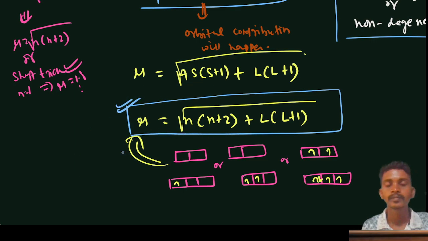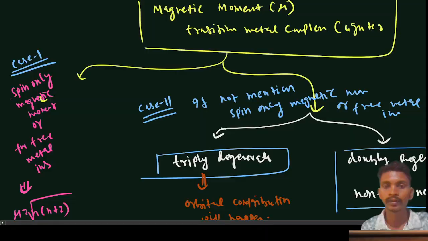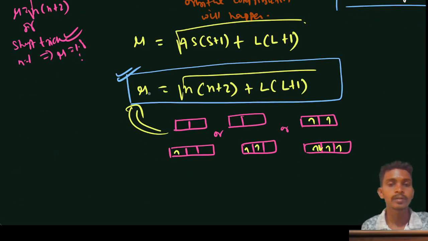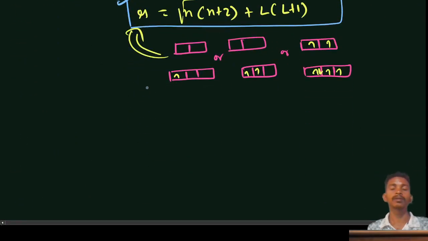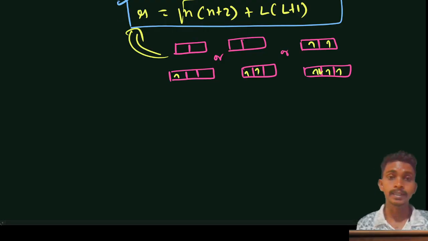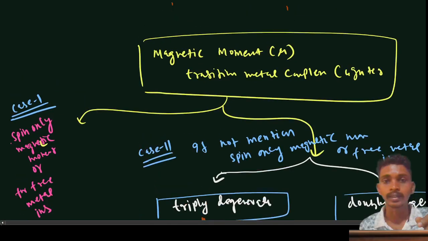Okay, so if I take these examples, note that for transition metal complexes, for this case we need to calculate the magnetic moment. Okay, first let's calculate the magnetic moment.